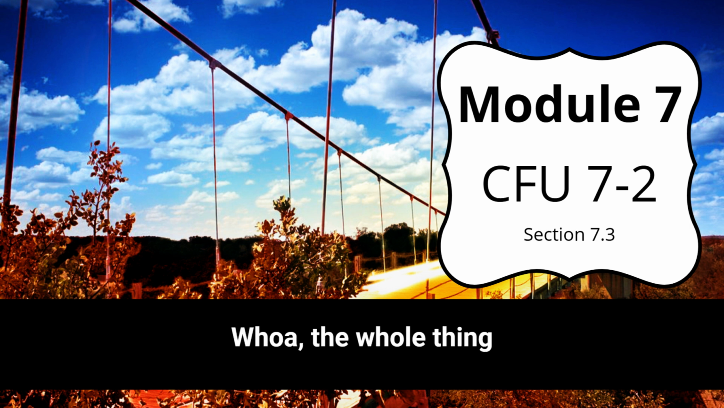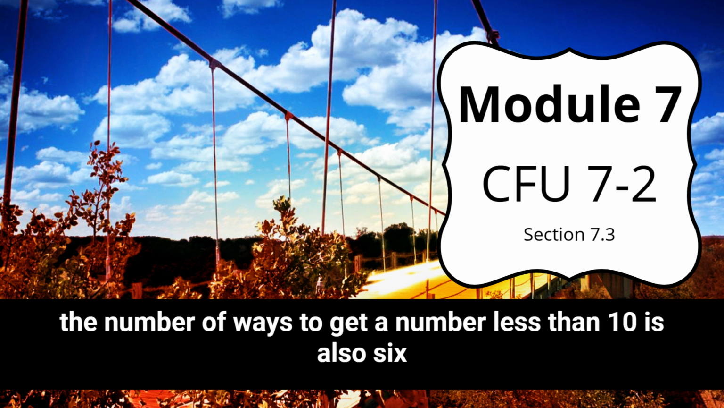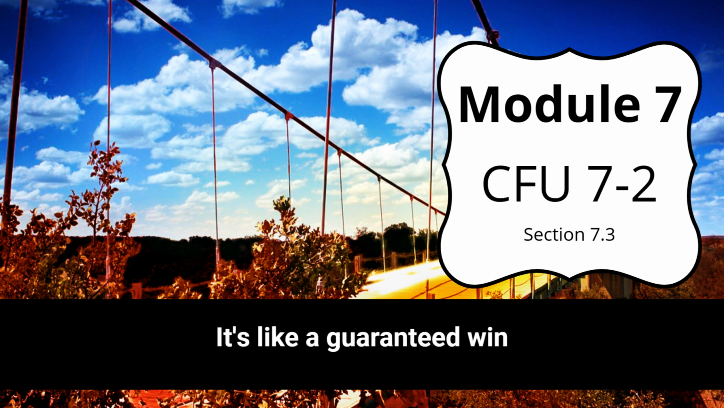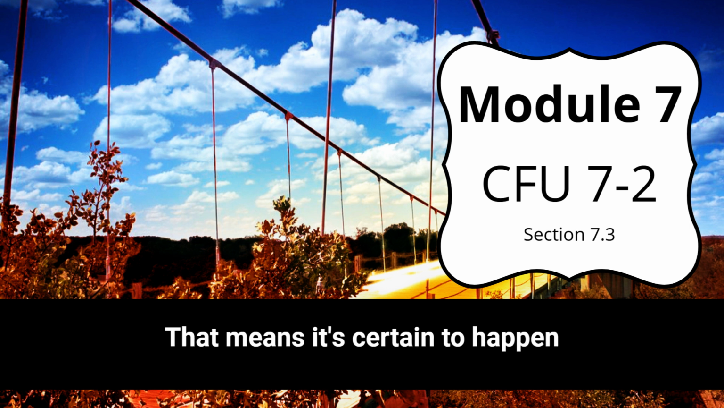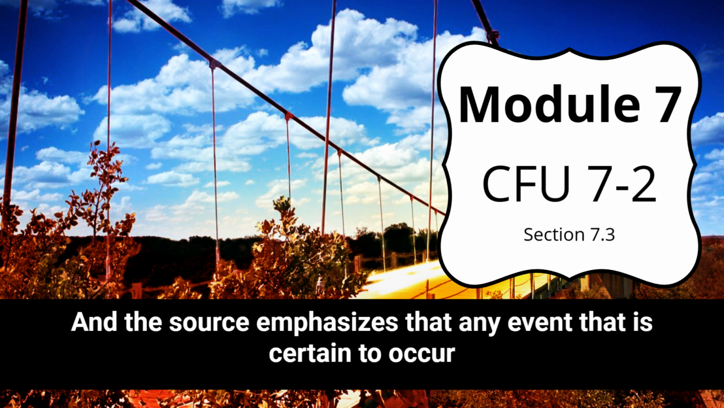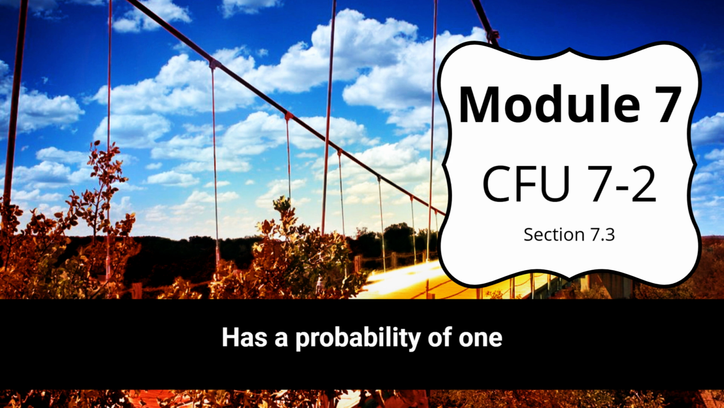So our event E is actually the entire sample space. Whoa, the whole thing. The whole enchilada. Yeah. Which means n of E, the number of ways to get a number less than 10, is also 6. It's like a guaranteed win. It is a guaranteed win. So our probability, P of E, is 6 divided by 6, which equals 1. That means it's certain to happen. Absolutely. And the source emphasizes that any event that is certain to occur has a probability of 1.